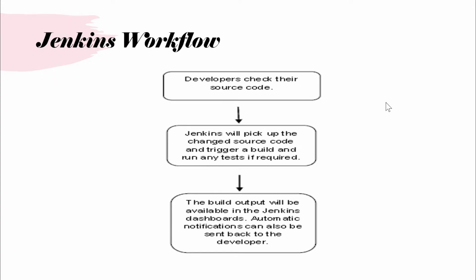So, the Jenkins workflow. At the beginning, a developer will commit their source code. Then Jenkins will pick up the changed source code, trigger a build, and run the tests if required. The build output will be available in the Jenkins dashboard. Automatic notifications can also be sent to the developer. This is how Jenkins is going to work. I'll show you while we are building the project.